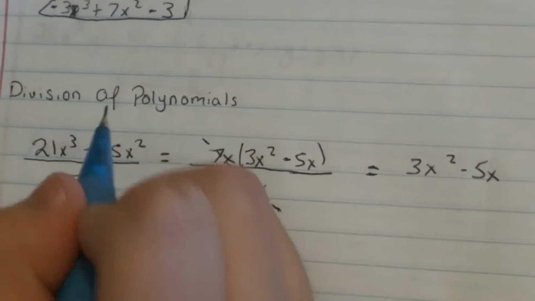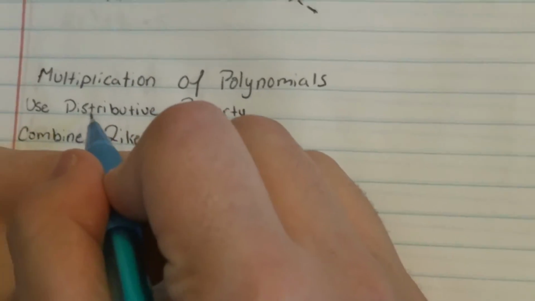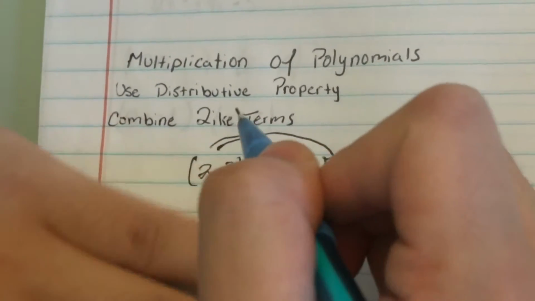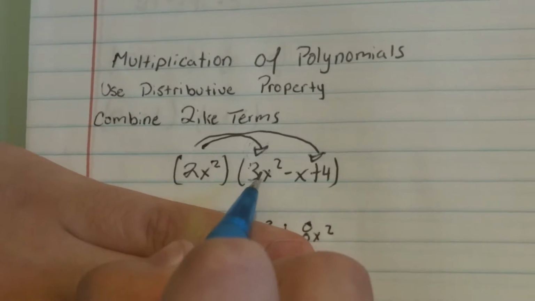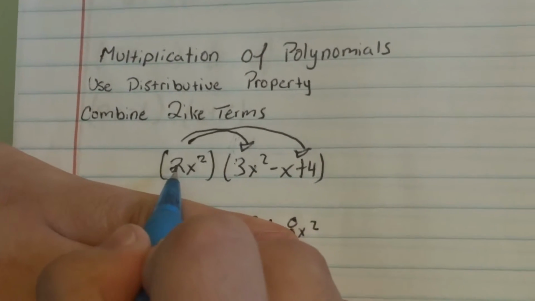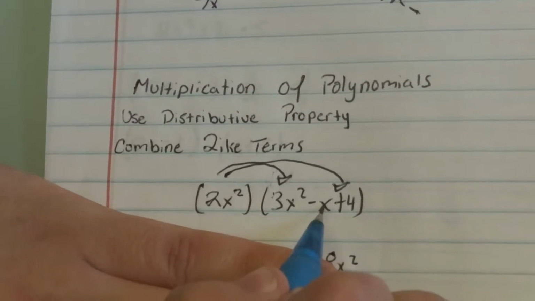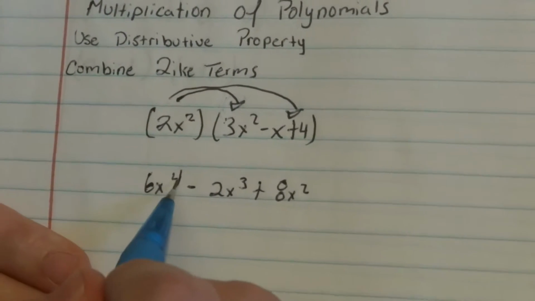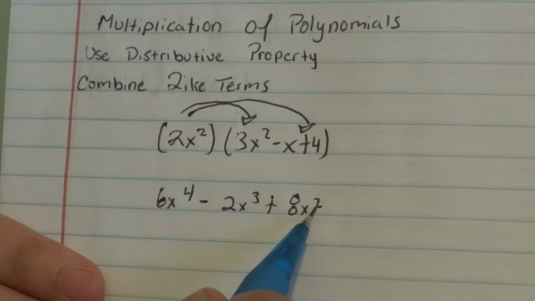That's division of polynomials. Our multiplication of polynomials consists of two laws: distributive property and combining like terms. In the next example you'll see right now. So our example is going to be 2x squared times 3x squared minus x plus 4. When distributing, you distribute the 2x squared to the 3x squared, minus the x, and plus the 4, which would come out to be 6x to the fourth minus 2x to the third plus 8x squared.